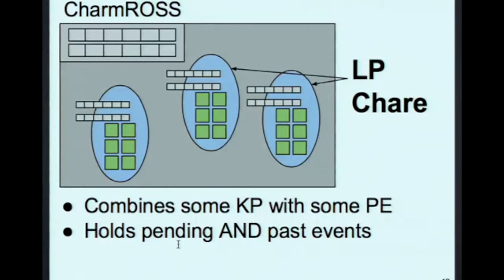The key benefit here is that if we look at a single LP chare, it not only contains a bunch of LPs, but all of the events that they will be executing in the future and all of the events they have executed in the past. So we can just take one of these chares, pick it up, move it off the core to a different core, and continue execution without a hitch.